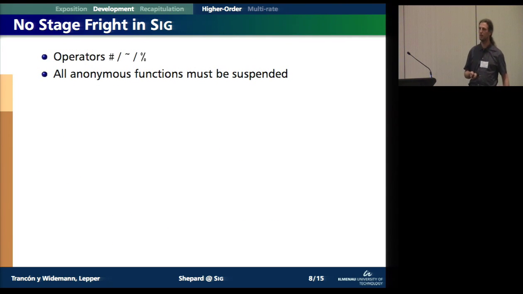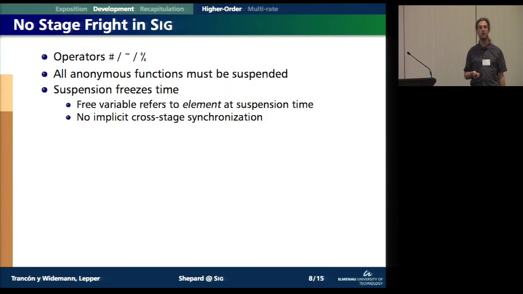In SIG, we introduced the 3 operators for staging, and these were the ASCII symbols that hadn't been used before, so that's our staging operators now. And the rule is that you cannot just suspend arbitrary code in SIG, so it's a simplified version, but every local anonymous function is suspended. And suspension freezes time. So if there's a free variable in the suspension, then it doesn't refer to a stream. That's what causes synchronization problems. But it refers to a constant, a single value of the stream at the time of suspension.